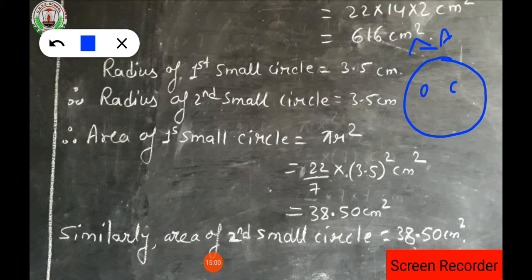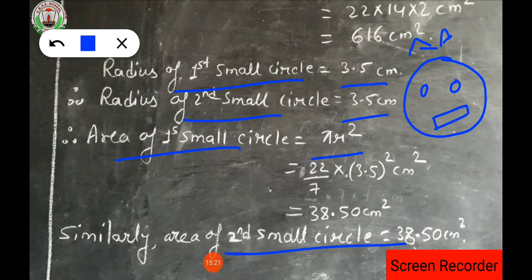Then it has two circles inside which make the eyes, and one mouth in the form of a rectangle, isn't it? So the radius of the first small circle and the second small circle is the same. Therefore, the area of the first small circle, which we find as pi r square, will be similar to the area of the second small circle. So the area of the first small circle is 38.50 centimeter square, which will equal the area of the second circle, that is 38.50 centimeter square.